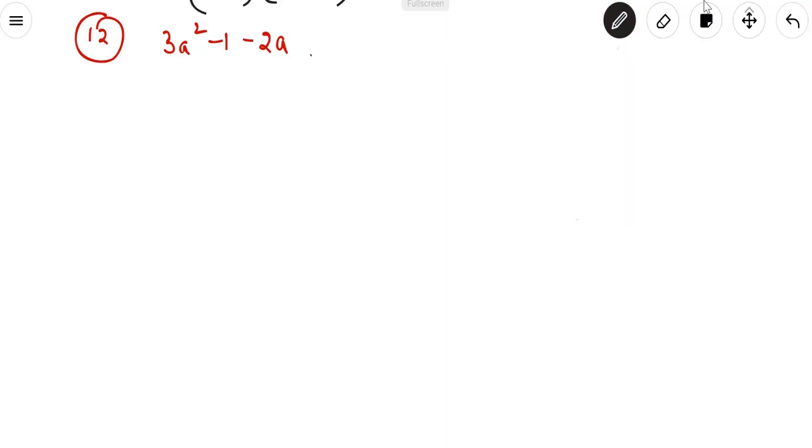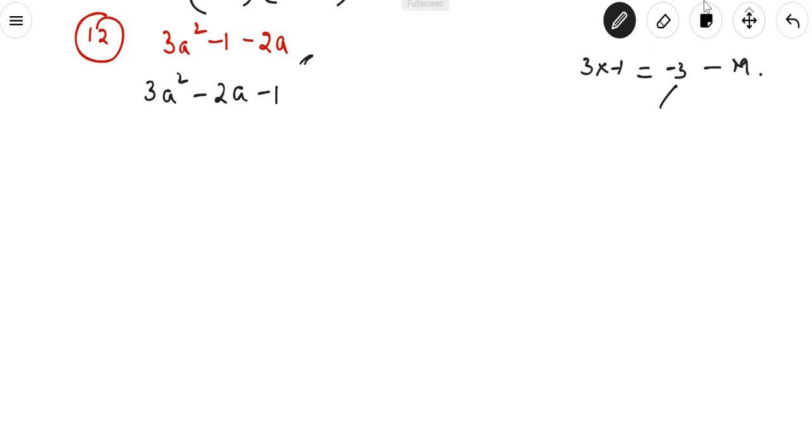So we'll rewrite the equation properly. 3a square minus 2a, we are writing into quadratic equation form, minus 1. So what are the factors here? It should be 3 into minus 1, so this should be minus 3 when you multiply. And when you add or subtract, you have to get minus 2.